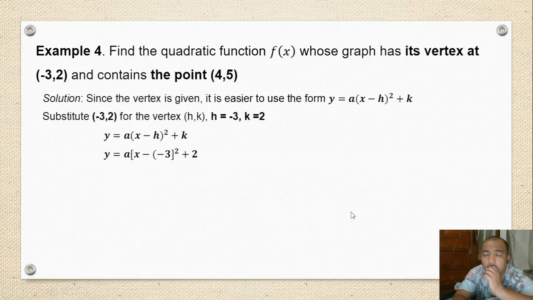Another one: find the quadratic function f of x whose graph has its vertex at negative 3, 2 and contains the point 4, 5. So this has the same solution as in number 3. Since the vertex is given, it is easier to use the form y equals a times the quantity x minus h squared plus k. So h is negative 3, k is 2, and since it passes through the point 4, 5, x is 4, y is 5. Substitute into the vertex form of the quadratic function so that we can solve for the value of a.